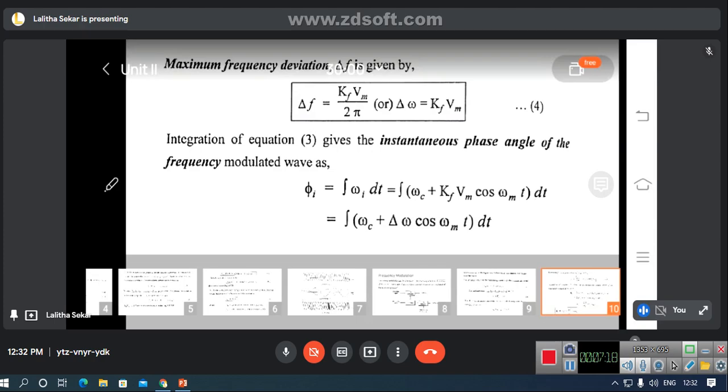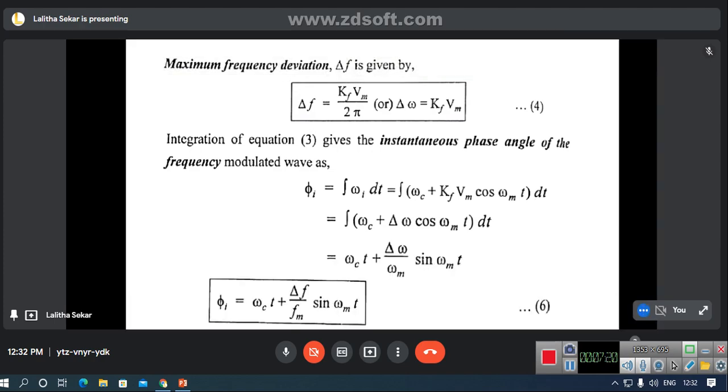So Δω cos ωm t into dt. So ωc t plus Δω divided by ωm sin ωm t. Integrating the above equation, we get φ is equal to ωc t plus Δf divided by fm sin ωm into t. Here Δf divided by fm is nothing but Δω divided by ωm.